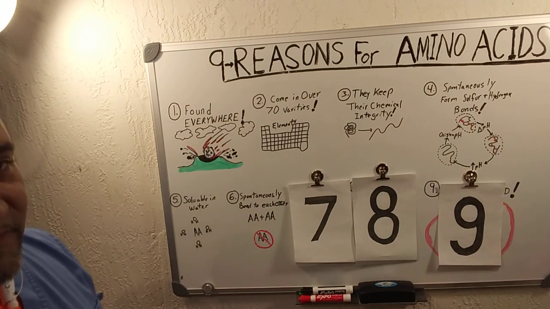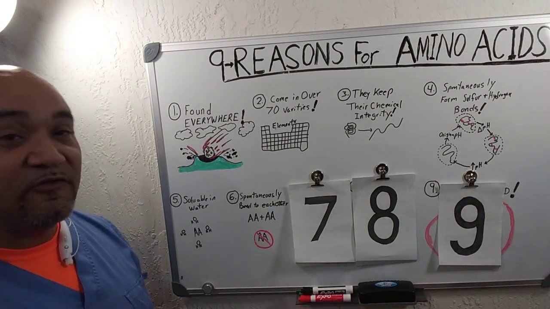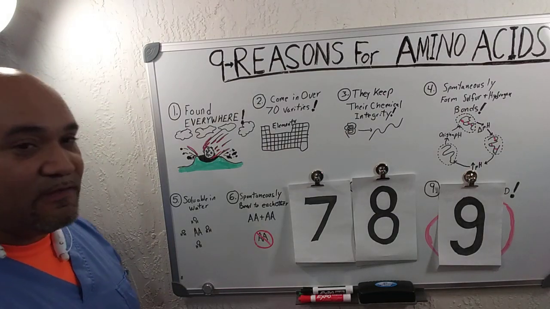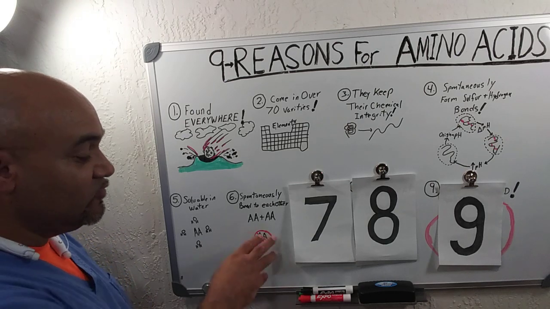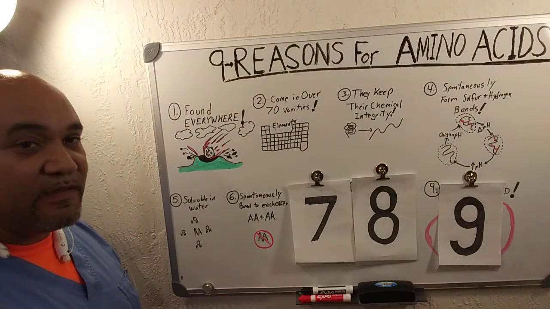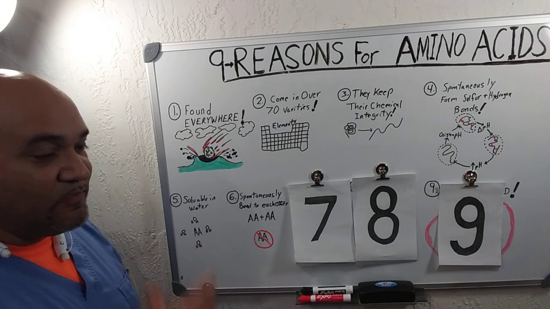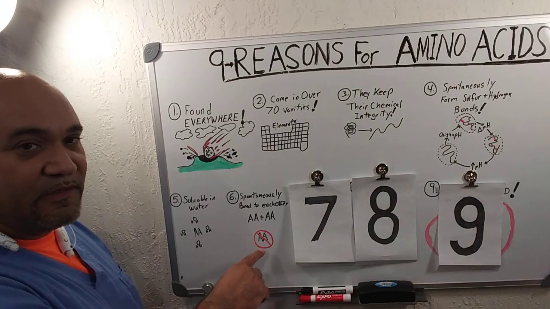Another thing that amino acids do that other compounds don't do, they spontaneously bond to each other. And unlike other compounds, amino acids, you will never find just one amino acid. When you get them from, let's say, a chemical supplier and they give you a bunch of amino acids, you're not going to find single amino acids individually.